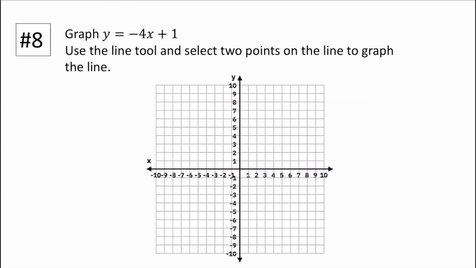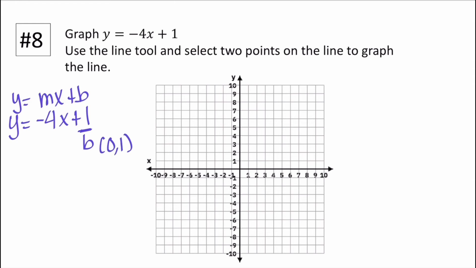So now for question 8, let's graph y equals negative 4x plus 1. So y equals negative 4x plus 1 is in slope-intercept form, right? It is in y equals mx plus b form. My value of b is 1, so my y-intercept will be at 0, 1. My m is negative 4. M equals negative 4 tells me that I'm going to count slope as negative 4 over 1, because remember, we can put whole numbers over 1.